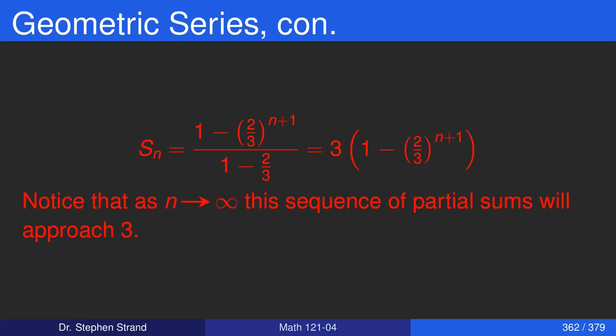what happens to this sequence of partial sums as n gets bigger and bigger, right? As we look at successively more terms in the partial sums. And again, we have a number that's smaller than 1 that we're raising to bigger and bigger powers. And so that thing by itself is going to go to 0. And so this whole expression is going to approach 3 as n goes off to infinity. Okay? So let's take that back. We know that the partial sums of this geometric series with a common ratio of 2/3 is going to approach 3.